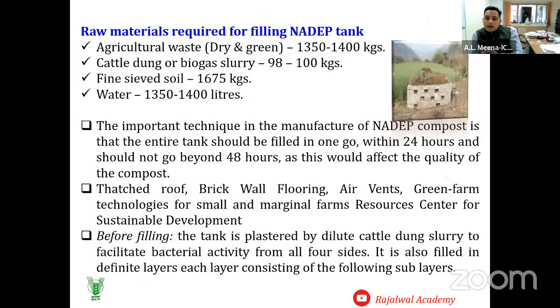Alternate bricks are removed for proper aeration in the NADEP composting. And the raw material for preparation of the NADEP composting: agricultural waste, 1,350 to 1,400 kg you can use. Cattle dung and biogas slurry, 98 to 100 kg. And then fine sieved soil is used, 1,675 kg. Soil is used to accelerate the biological activity in your composting material.